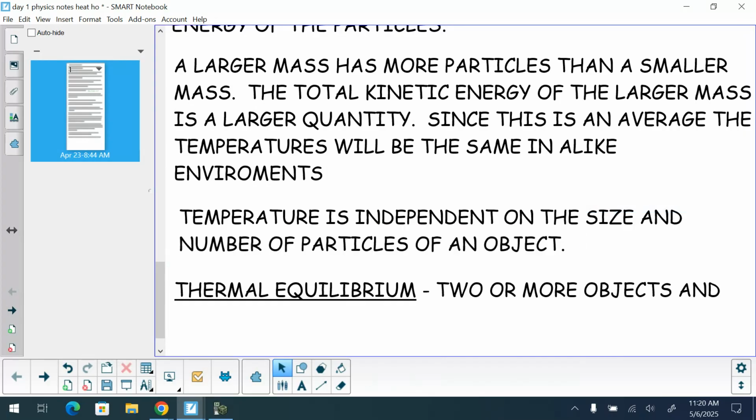Temperature is independent of the size and number of particles of the object.